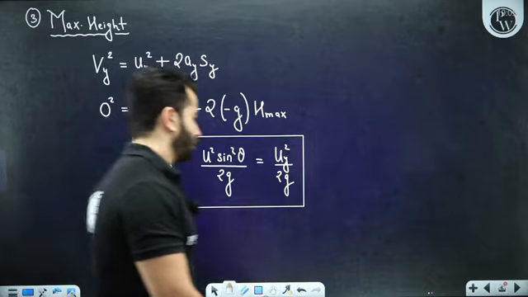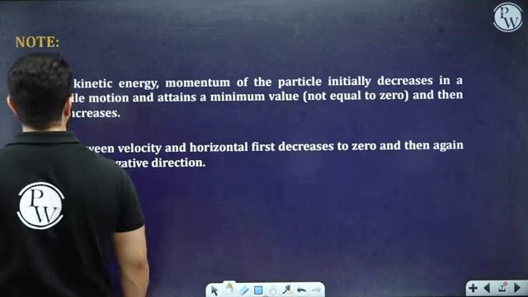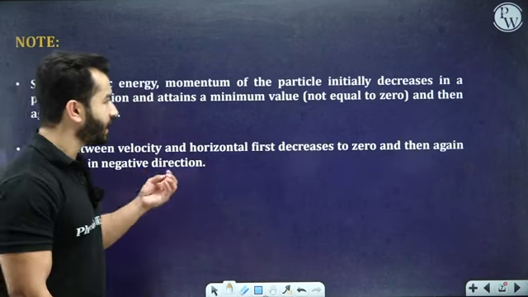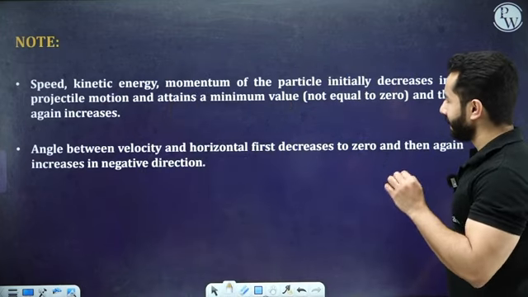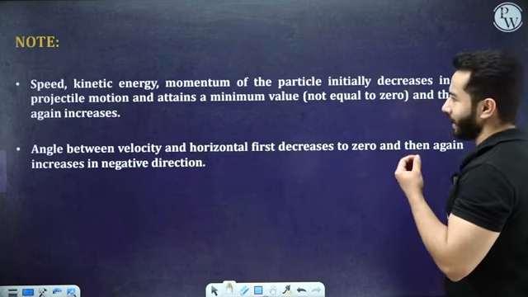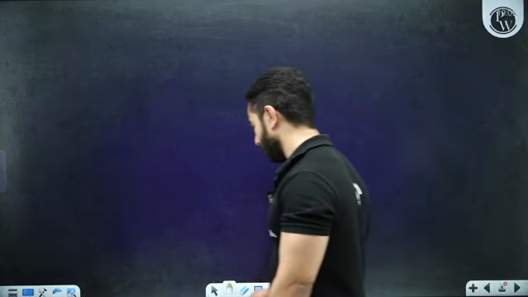So let's see some important notes now. The first note is speed, kinetic energy, momentum of the particle initially decreases in a projectile motion and attains a minimum value not equal to 0, and then again increases. What it is about, let's discuss.